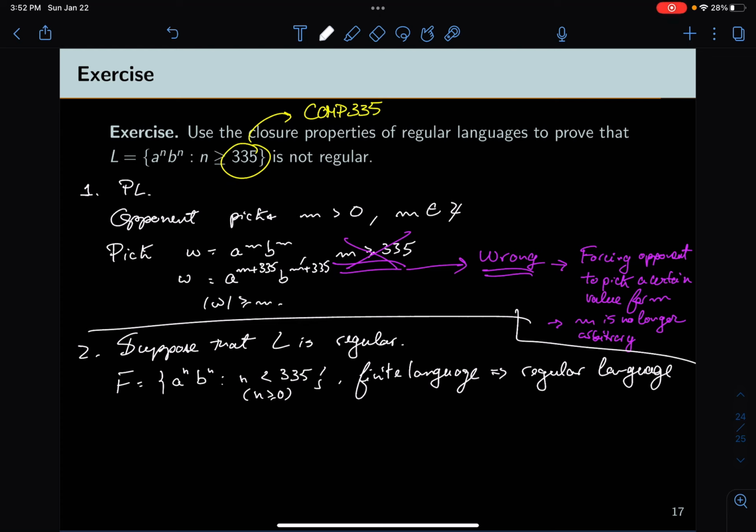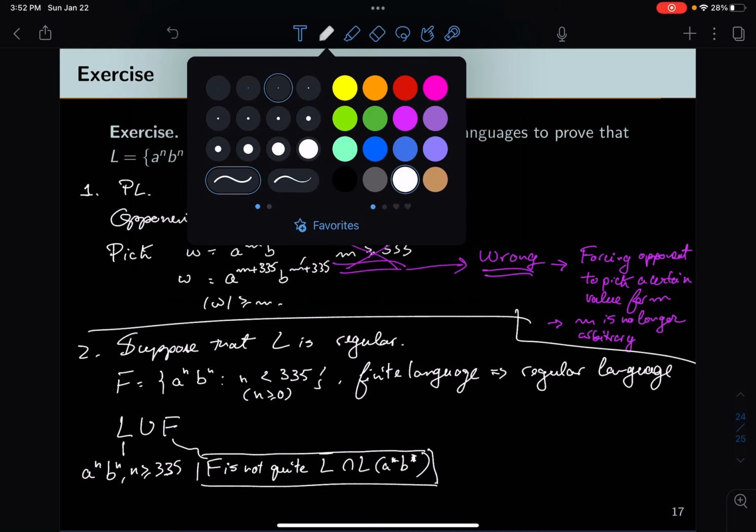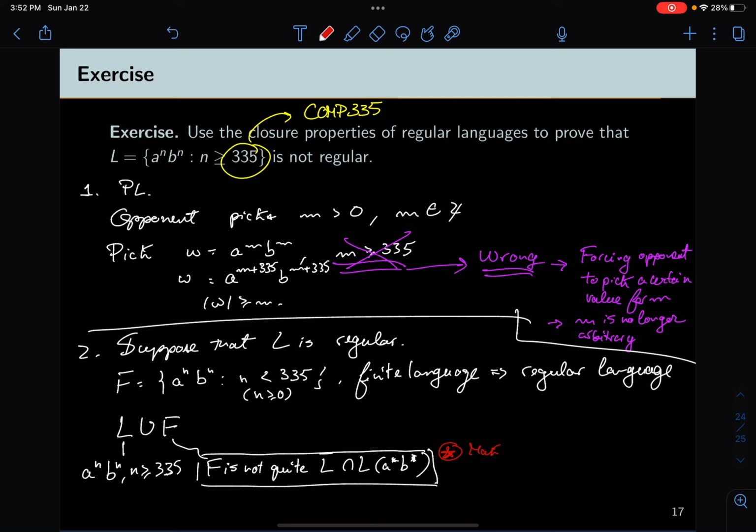Now what happens if I take L and I union it with F? So L contains all strings of the form a^n b^n for n greater or equal to 335. And F contains really the complement of L, so not quite the complement. You could say that F is L complement intersect a* b*. This fact is less important, but it's maybe important to realize that it's not the complement exactly and why. So make sure you see why F is not equal to L complement.